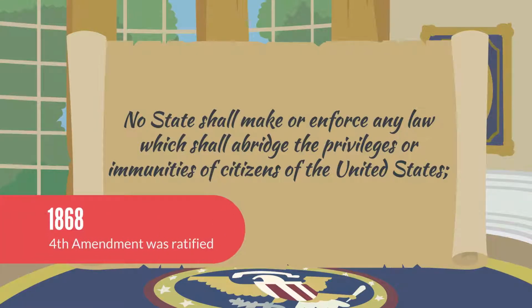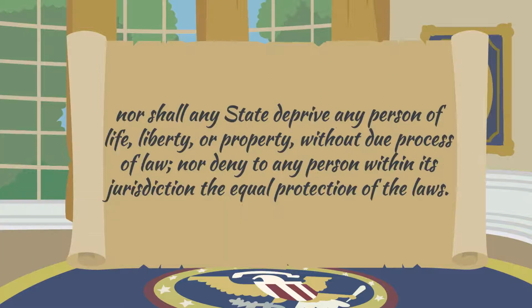The 14th Amendment has 5 parts. We are going to focus on the first section only. No state shall make or enforce any law which shall abridge the privileges or immunities of citizens of the United States, nor shall any state deprive any person of life, liberty, or property without due process of law, nor deny to any person within its jurisdiction the equal protection of the laws.